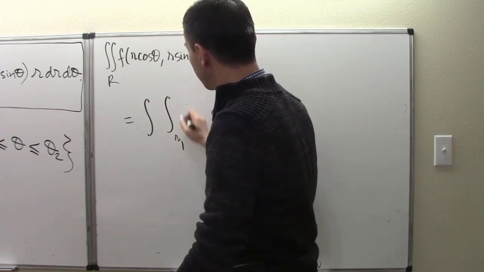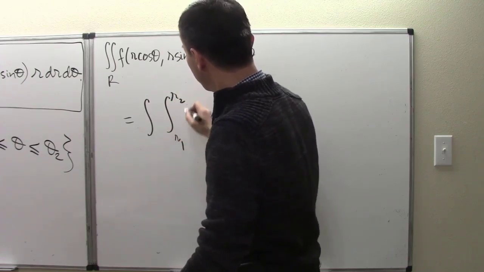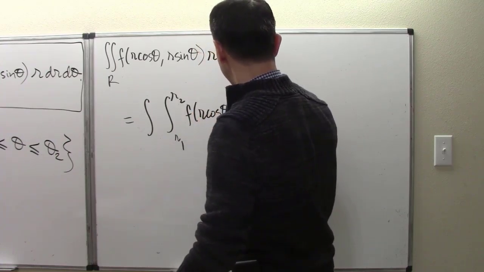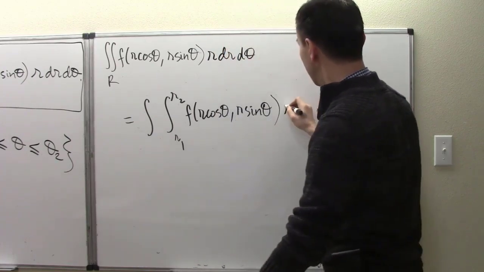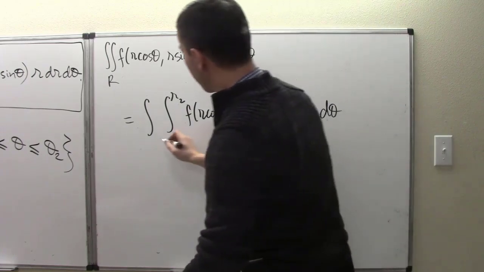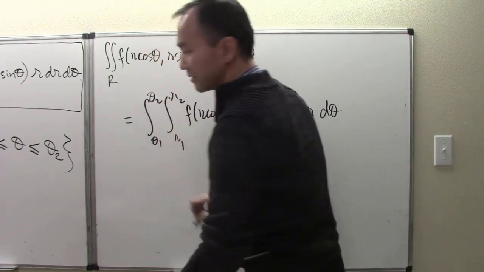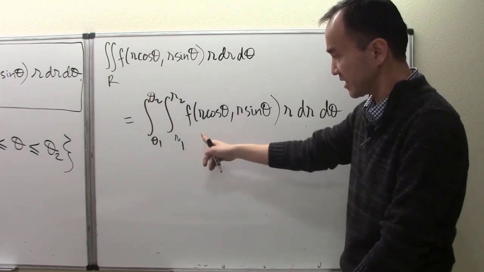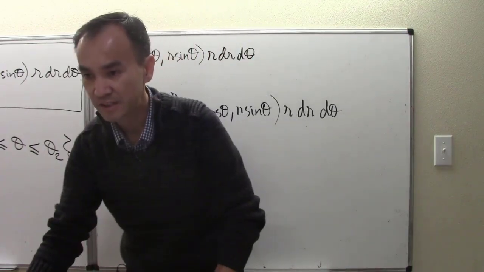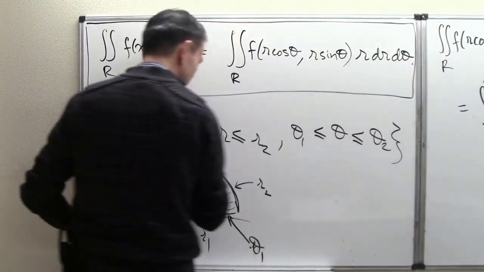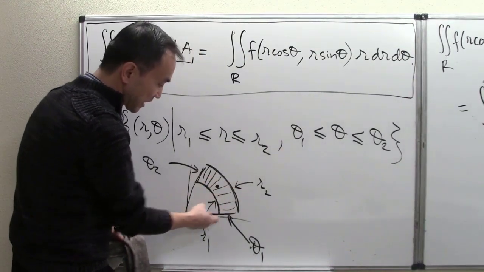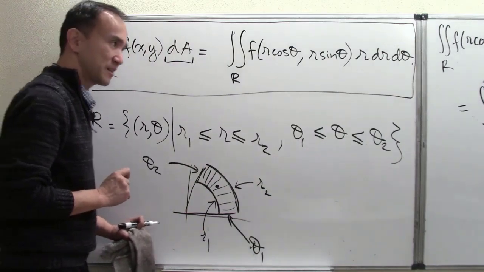R from R1 to R2, and then we have the function, r cosine theta or r sine theta, and then we are integrating first with respect to r and then with respect to theta from theta 1 to theta 2. That's the way, and again, as I said, this applies if we have a region that can be successfully described as r changing between some fixed value to another fixed value, and theta changing between some fixed value to another fixed value. Okay?